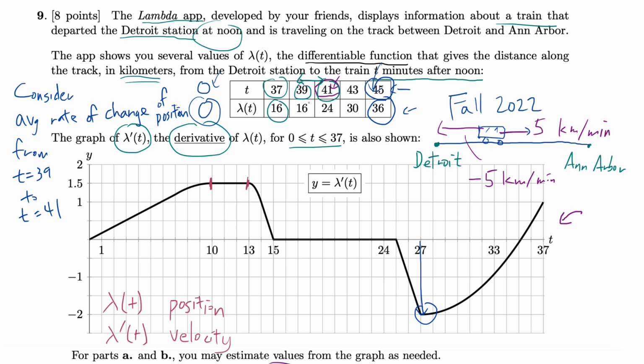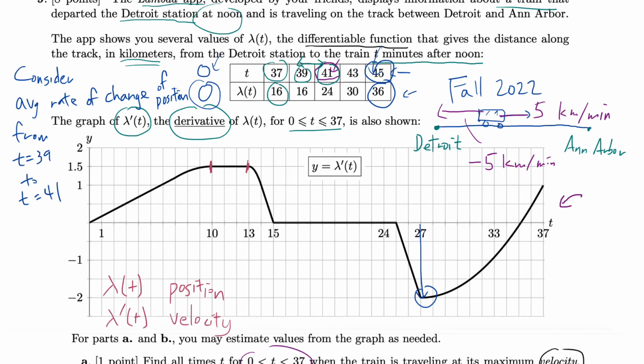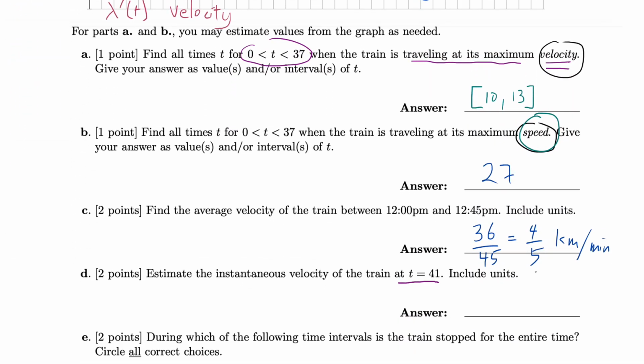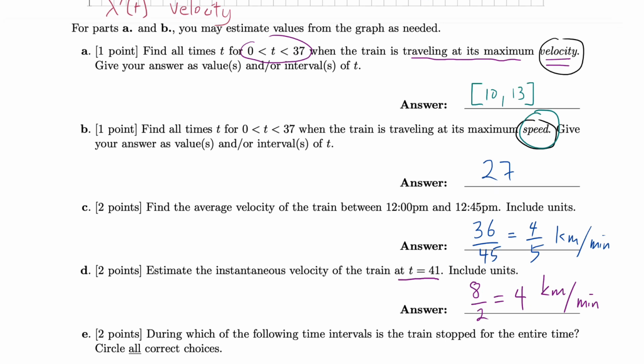Well, it will be the change in position from 16 to 24, which is 8, divided by the change in time from 39 to 41, which is 2. So it'll be 8 divided by 2, which is 4. And again, for the position in the numerator, the unit was kilometers, and we're dividing by the time, which had units of minutes in this question. So make sure to include the units, especially when you're asked to include them.